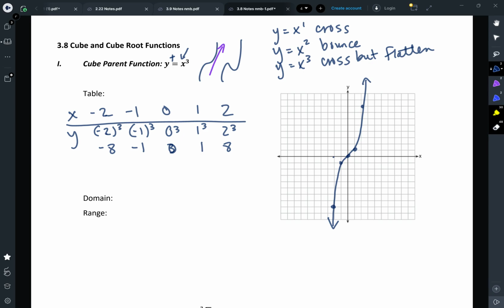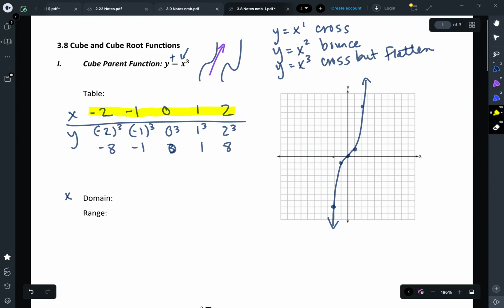So for domain here, I want to think about numbers that I can have for x. So if I look at the table here, I can see that I was able to use numbers that were negative, I was able to use 0, I was able to use positives. So other things to consider are, can we put fractions in for x? Can I put decimals in for x? And it's true, we can put anything in there for x and raise it to the third power. So my domain is going to be all real numbers.